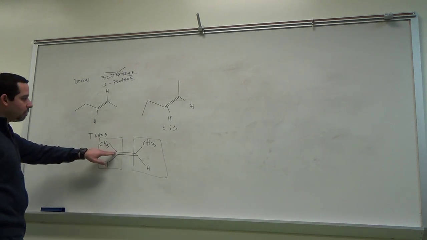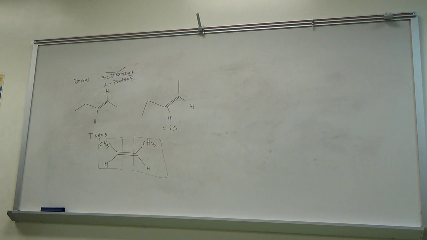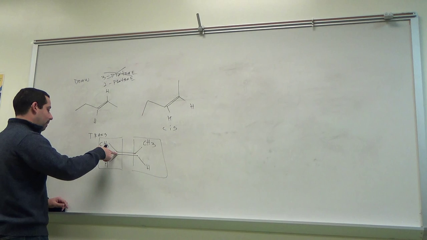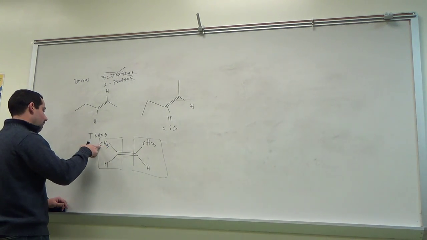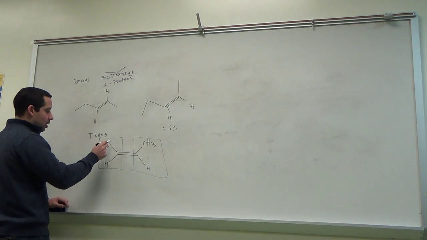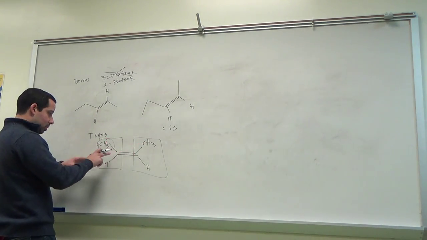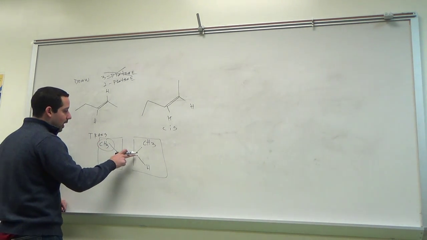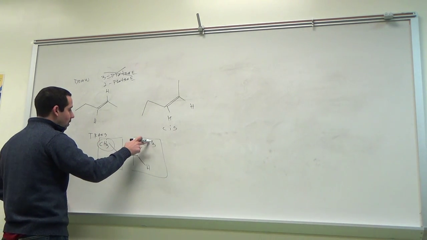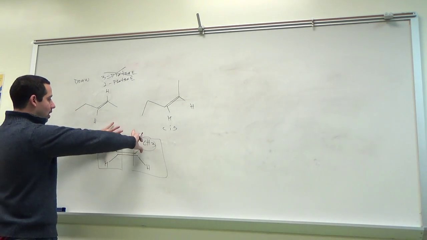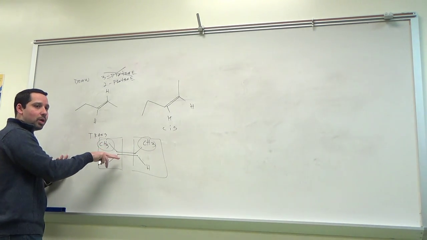You have to assign priority based on the same rules that we had before for the RS system. Priority is based on what? Atomic number. Okay, so you look at this carbon first. Which takes priority, the carbon or the hydrogen? The carbon takes priority. Now you look at the other carbon: high priority, low priority. Now you look at this carbon. What takes priority, the CH3 or the H? CH3.